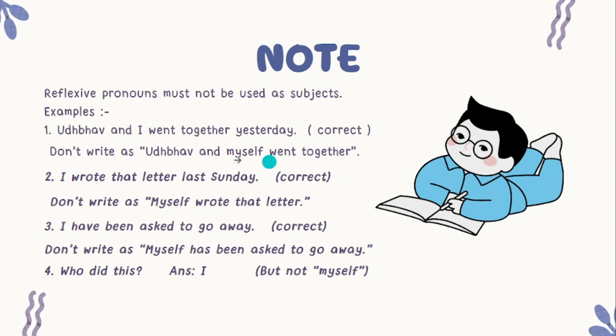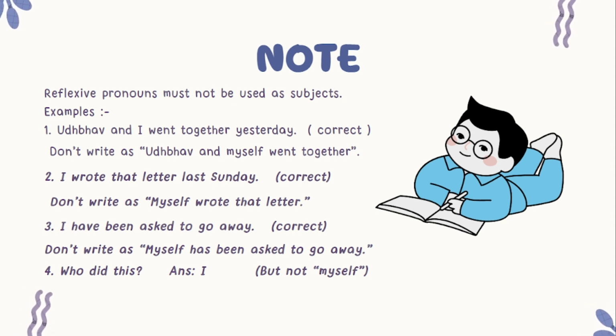Then what is the correct one? Udbhav and I went together yesterday. Here the subject is Udbhav and I. I is the subject form. It is a personal pronoun. Observe it. Next, second example.